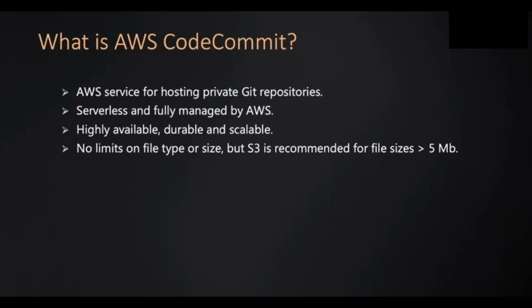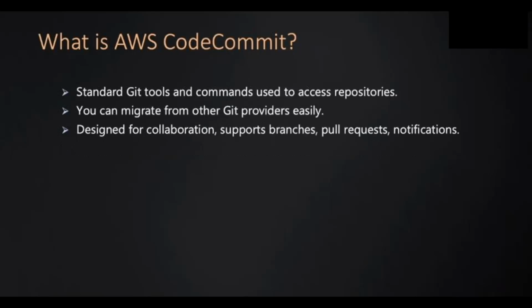There are no limits on file type or size, but S3 is recommended for file sizes greater than 5 MB. In other words, if your entire source code is greater than 5 MB, then S3 is recommended, but you can also save it in other places. Standard Git tools and commands are used to access the repositories. We'll try to get a feel of how to use the Git tools and commands. There are lots and lots of commands. We cannot go over everything, but we'll go over the most important ones.